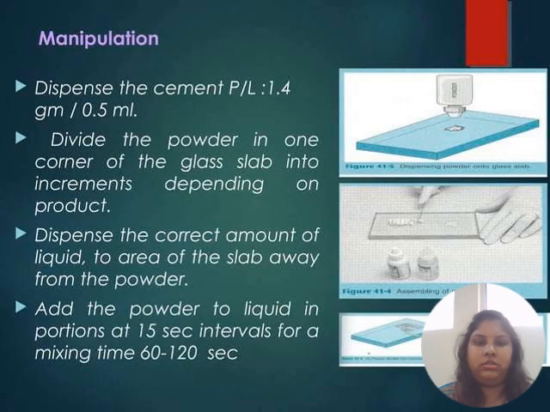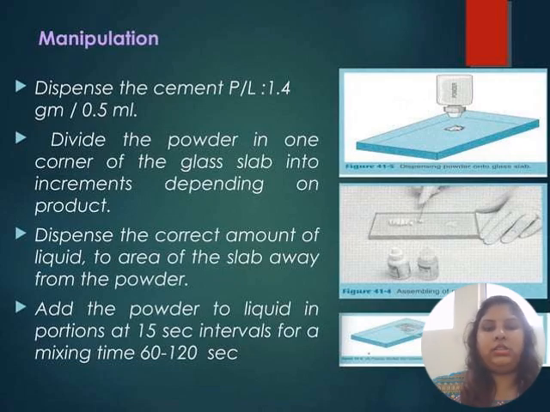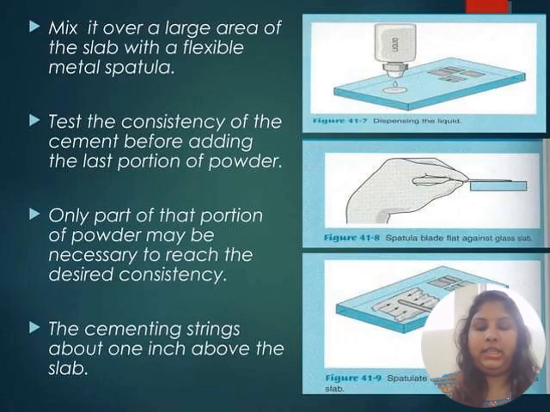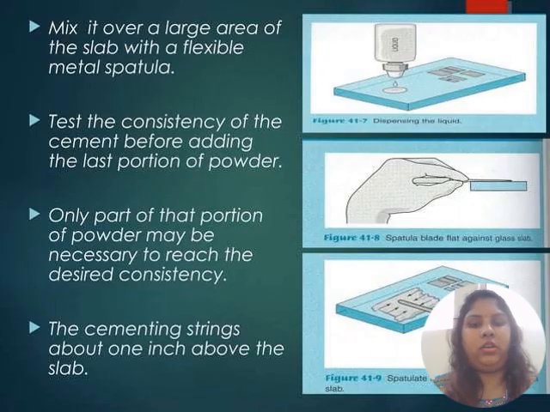Then manipulation. You have to divide the powder in one corner of the glass slab in increments depending upon the product, and dispense the correct amount of liquid to the area of the slab away from the powder. We have to add the powder to the liquid in portions at 15 second intervals for a mixing time of 60 to 120 seconds. Mix it over a large area of the slab with a flexible metal spatula. We have to test the consistency of the cement before adding the last portion of the powder. Only part of that portion of powder may be necessary to reach the desired consistency. The cement strings about 1 inch above the slab.